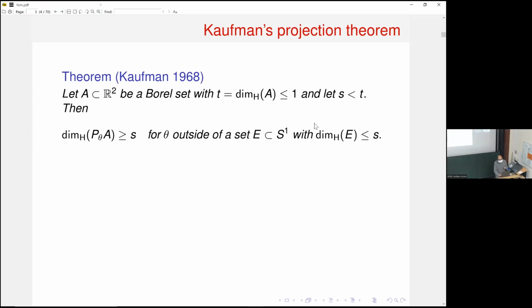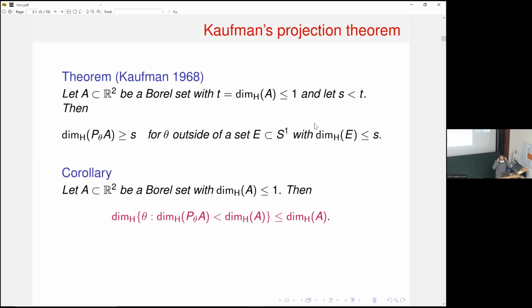But also, if we have a set of dimension 1/2, and we project it via a set of dimension 1/2 minus epsilon for any epsilon, there will be some point there for which the projection has dimension 1/2 minus epsilon. And that epsilon is arbitrary. So a corollary of that, that involves only 1 parameter, is that if we have a Borel set of dimension at most 1, then the dimension of the set of angles for which the dimension drops from the dimension of the set has at most the dimension of A.